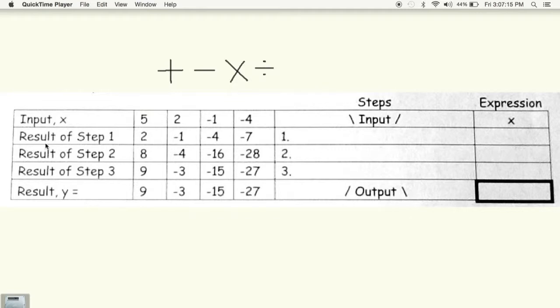And after our result of step 1, the 5 becomes, notice, a 2. We're now looking down vertically. 5 becomes a 2, the 2 becomes a -1, the -1 becomes a -4, and the -4 becomes a -7. So we have to look at those pairs there, 5, 2, 2, -1, -1, -4, -4, -7, and see what's happening here. Are these whole numbers decreasing or are they increasing? Looks like they're decreasing, right? 5 becomes 2, that's decreasing. 2 becomes -1, decreasing. -1 becomes -4, -4 becomes -7. So between the input line and the first row, the numbers are decreasing.